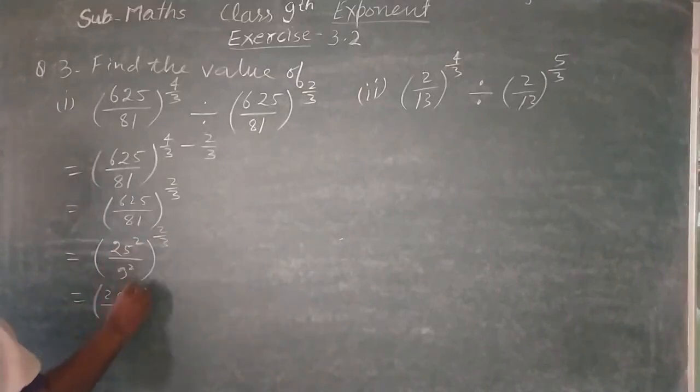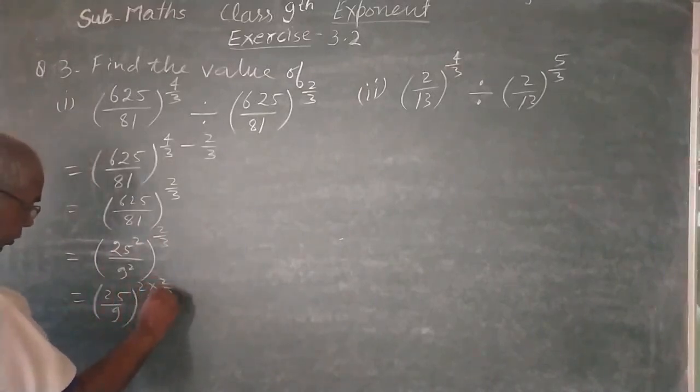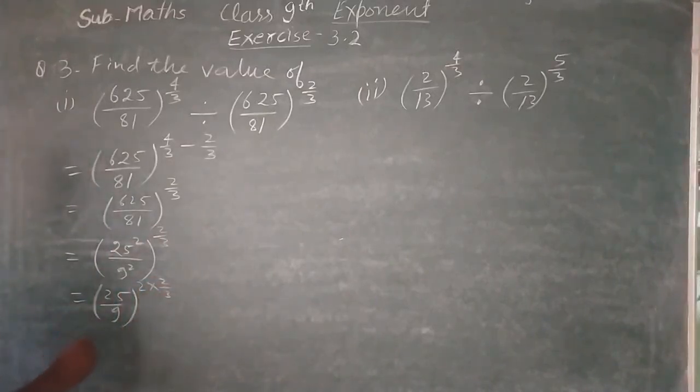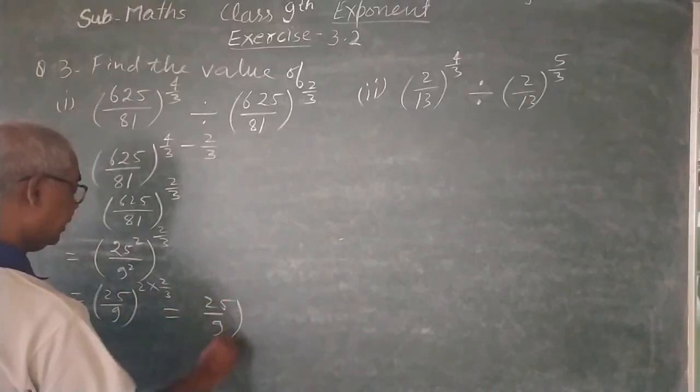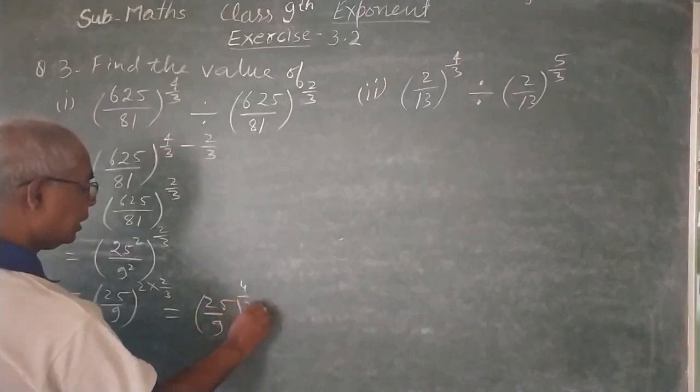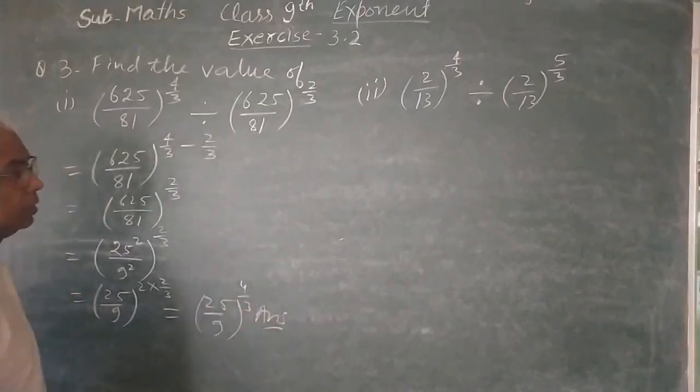Both have power 2. So 2 into 2 by 3. So it becomes 25 upon 9 to the power 4 by 3 as the answer.